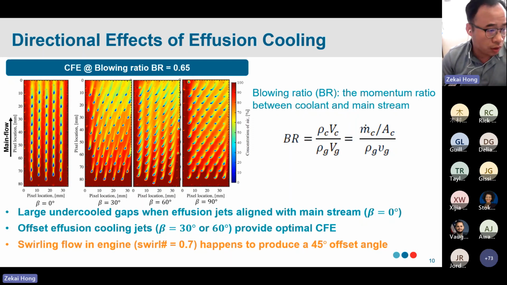What we learned from this simple experiment is that the optimal compound angle for efficient cooling is somewhere between 30 and 60 degrees, which is actually great news for existing jet engines, because for the typical swirl number of 0.7, the compound angle happens to be around 45 degrees, which is between these two optimal angles we found. So far the jet engine business has been doing very well.